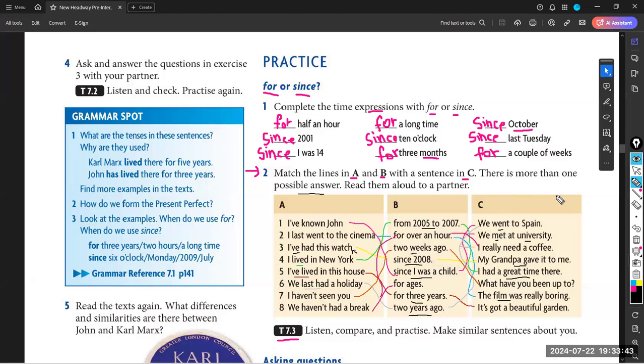Okay, the next one. 7. I haven't seen you for ages. What have you been up to? So, what have you been up to? This is it. For ages. Okay, the next one. What have you been up to? What's the name in Arabic? What have you been doing?